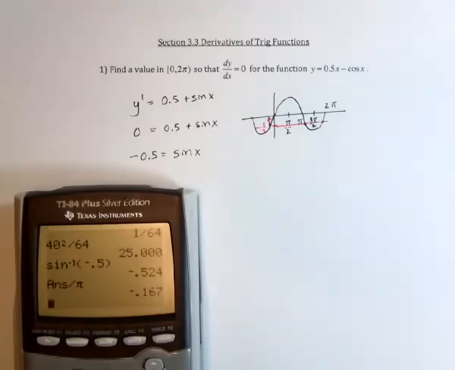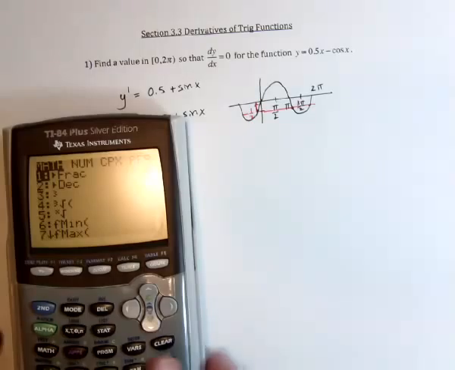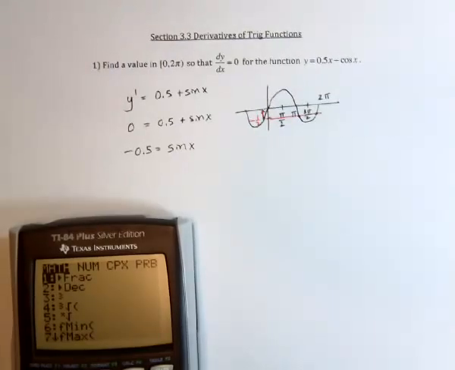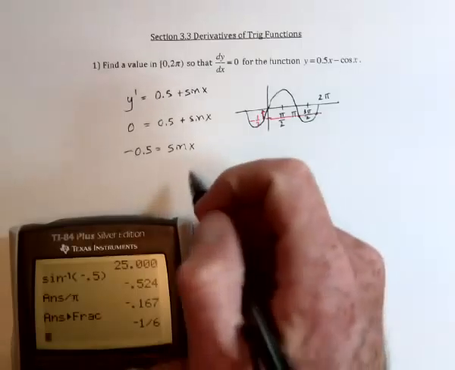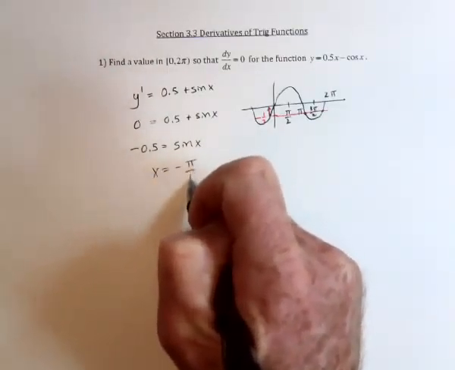If you don't see that that's 1/6, then just go to math. Just go to math. And the first thing is convert it to fractions. So x is equal to negative pi over 6.